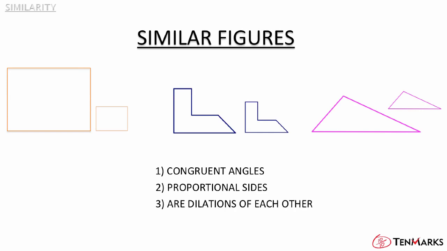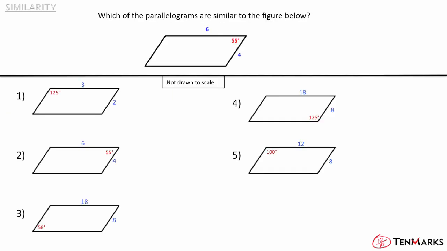Let's try some problems. Which of the parallelograms are similar to the figure below? We know that similar figures have congruent angles, so first find all of the angles of the parallelogram. You know that opposite angles of a parallelogram are congruent, so this angle is also 55 degrees. What about the other two? You also know that in a parallelogram, consecutive angles are supplementary. So the missing angle is 125 degrees, which means both of these angles are 125 degrees.